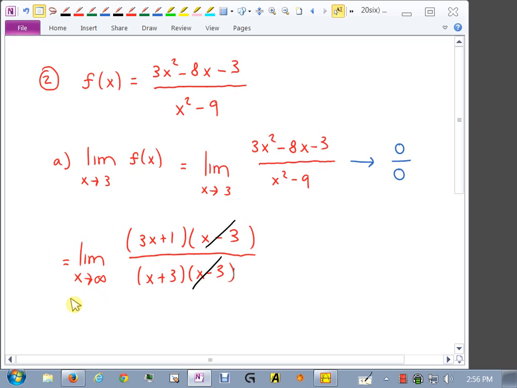And that's okay because, look at what I just did, I put infinity. As long as you promise me that x will never be 3, but that's okay because I'm letting x approach 3. That's what the limit means.